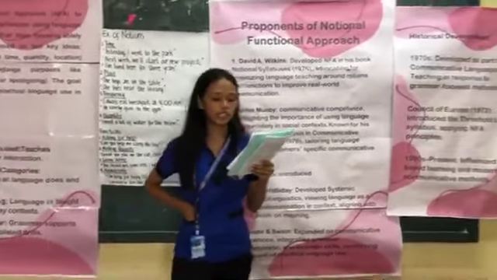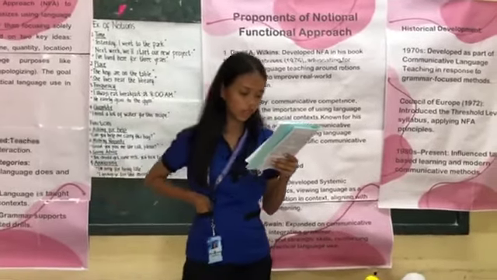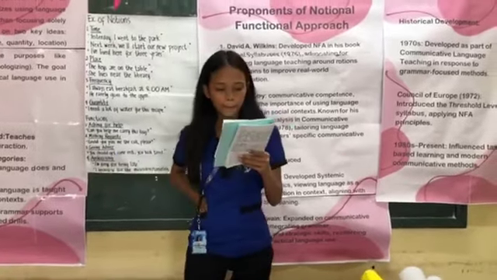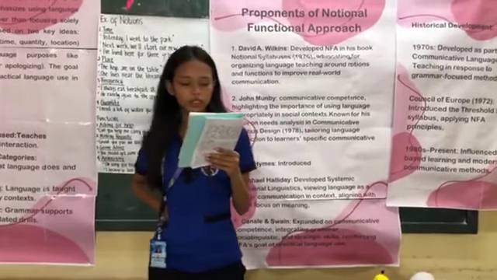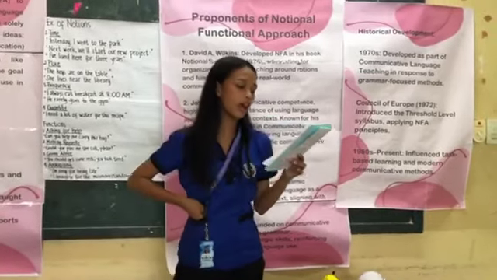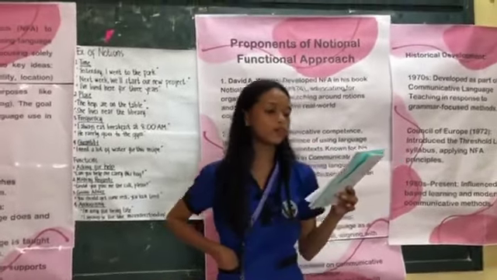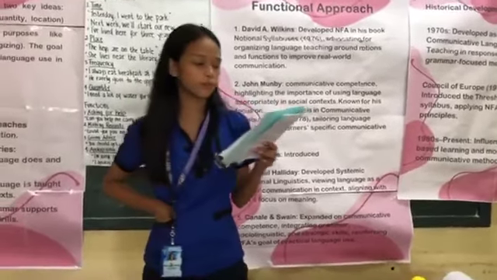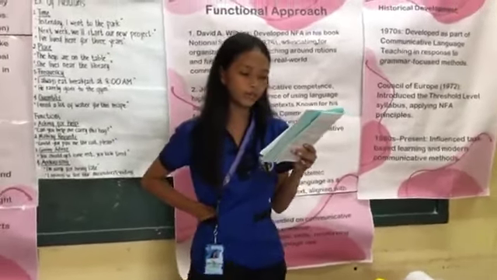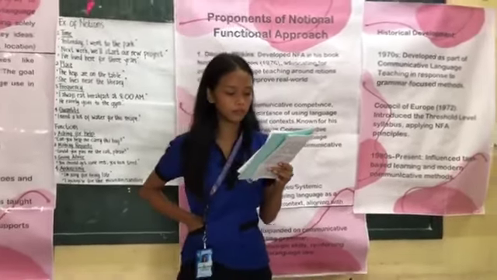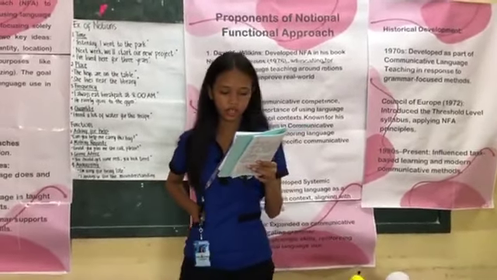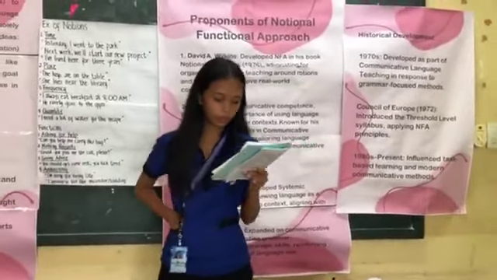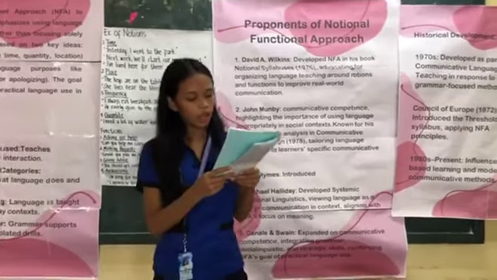Canale and Swain expanded on their ideas of communicative competence. They believed that communication involves more than just grammar. It also requires sociolinguistic skills, knowing how to speak appropriately in social contexts, discourse competence, how to keep a conversation going, and strategic competence, how to deal with communication problems. They saw the NFA as a way to combine grammar with practical communication skills, making it effective for real-world language use.